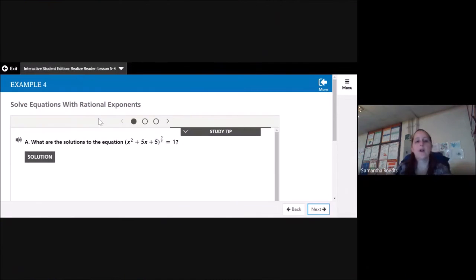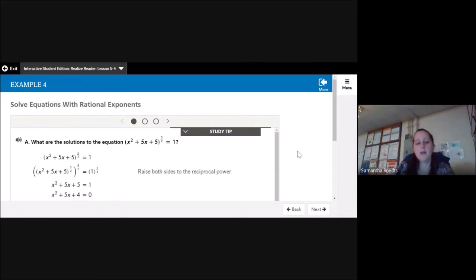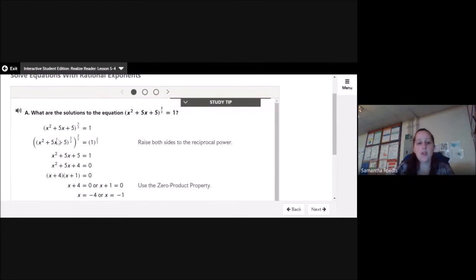All right, example 4, solve equations with rational exponents. What are the solutions to the equation x squared plus 5x plus 5, to the 5/2, equals 1? The first thing I want to do is raise both sides to the reciprocal power, so I'm going to raise it to the 2/5. That gives me x squared plus 5x plus 5 equals 1 to the 2/5 power, which is still just 1. So x squared plus 5x plus 4, because I subtracted the 1 from both sides.